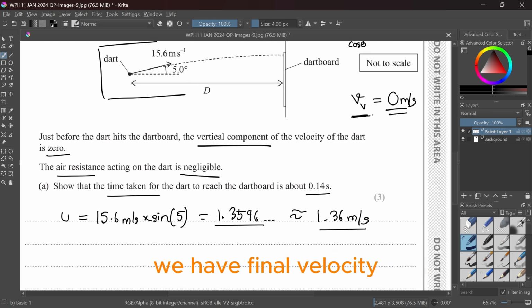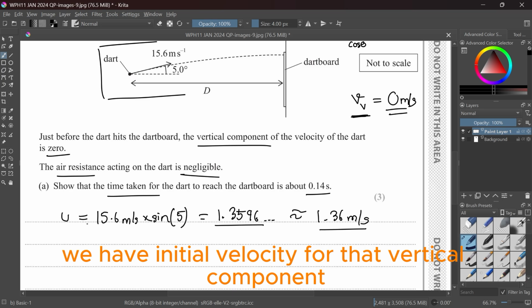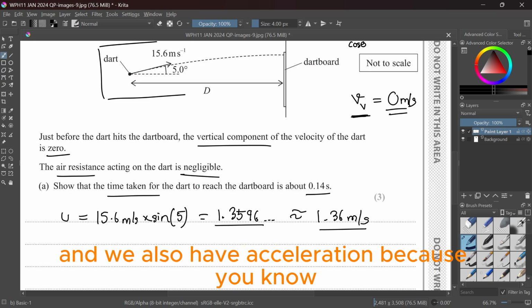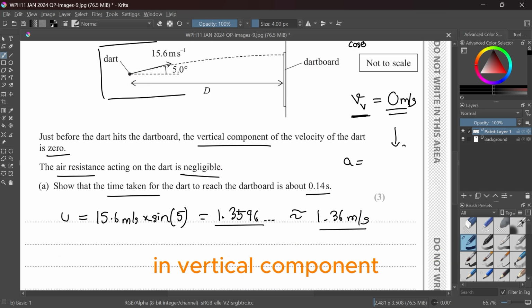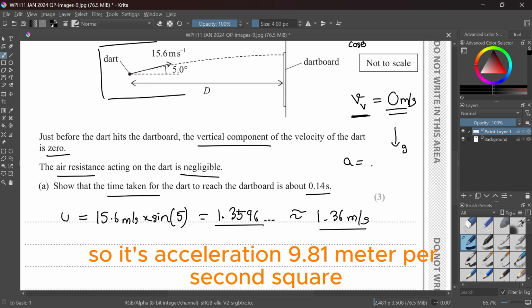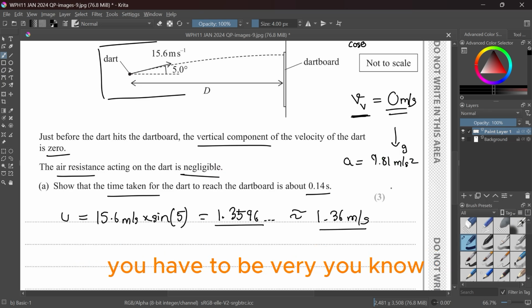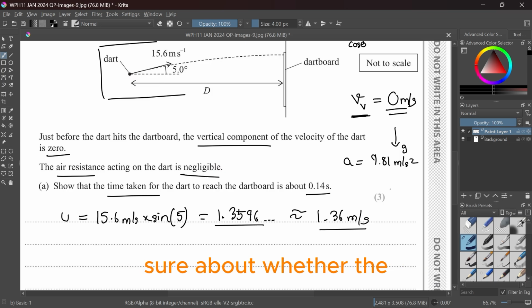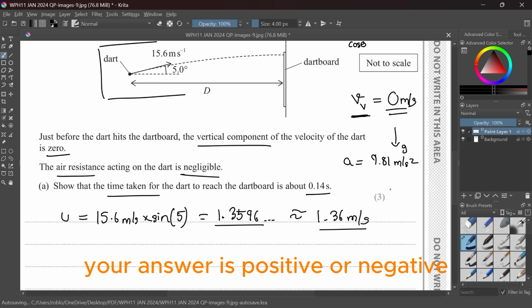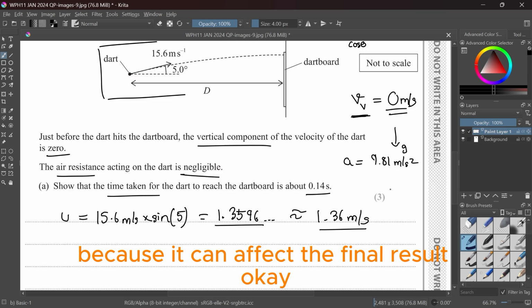We have the final velocity, we have the initial velocity for that vertical component, and we also have the acceleration, because in the vertical component you have gravity acting against you, so the acceleration is 9.81 meter per second square. Now whether it's positive or negative, you have to be very sure, because it can affect the final result.